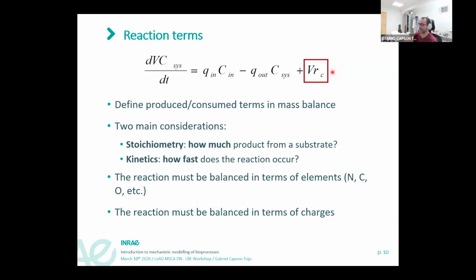I already warned you that I was going to repeat myself. Every reaction must be balanced in terms of everything that you put in there. So if you're assuming biomass, or whatever you want to name it, any component needs to be balanced. And that applies for any conserved property. So, of course, elements need to be balanced. COD, chemical oxygen demand, needs to be balanced. And of course, charges need to be balanced. You cannot have unbalanced charges in your reactions.